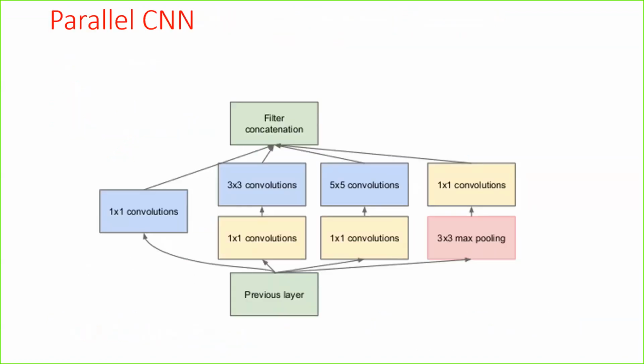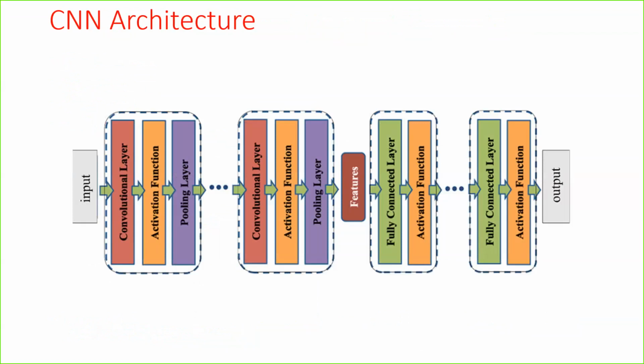Sir, will filters always be square, like 3 cross 3, 5 cross 5? Usually, yes. It will not be 3 cross 2 or some kind of 3 cross 4. Generally not. Generally 3 cross 3, yes, 2 cross 2. When you are programming also, they just ask for the filter size as a number only. It means 3 or 2 or 4, something like this. Okay.